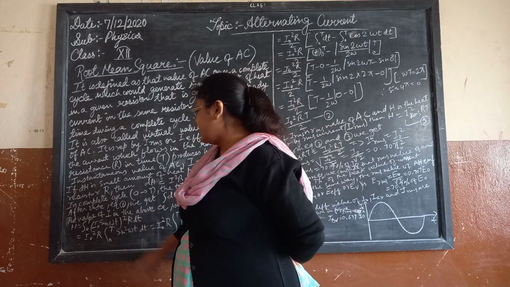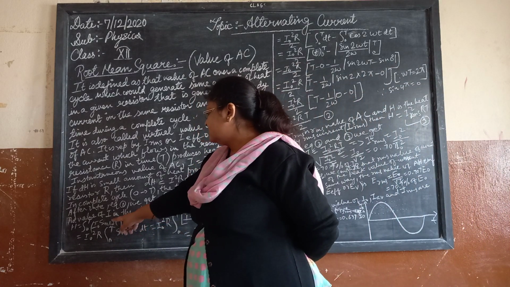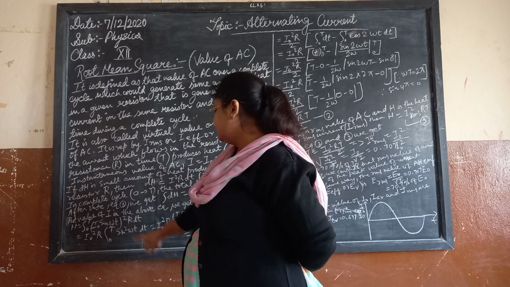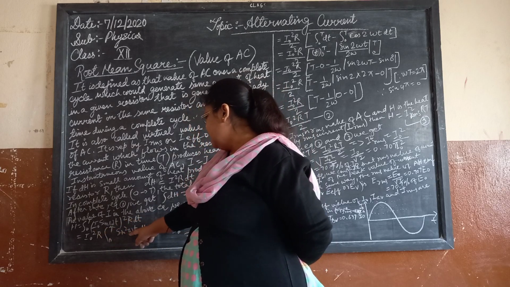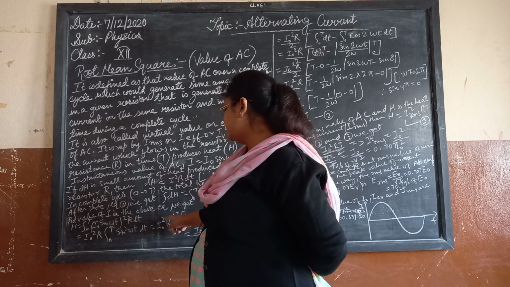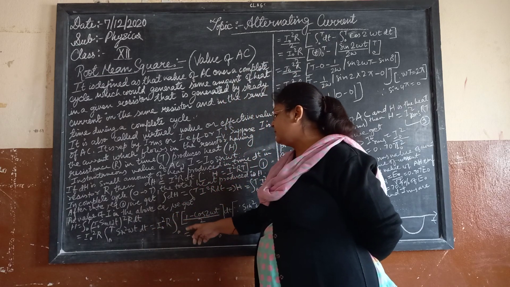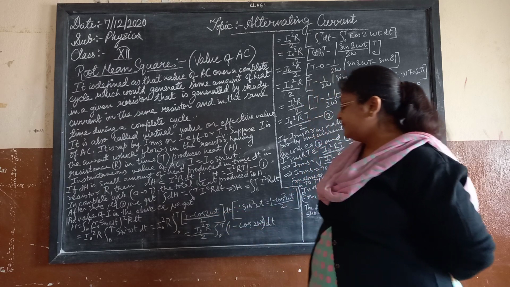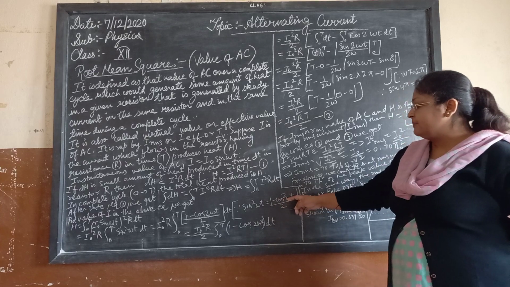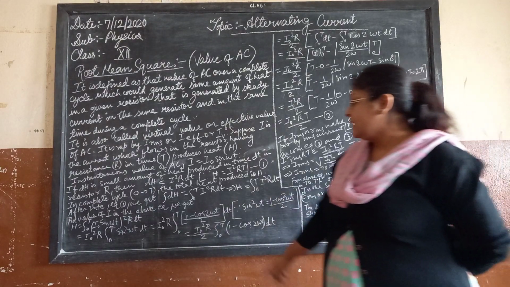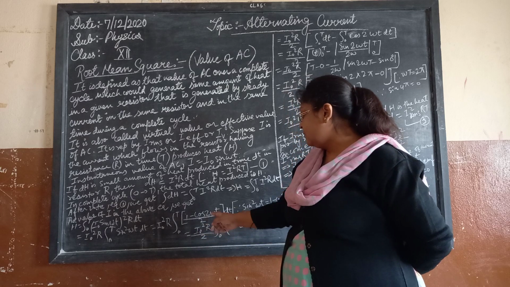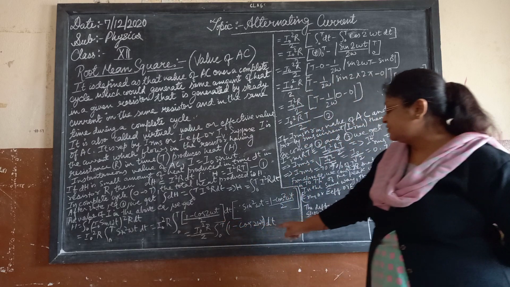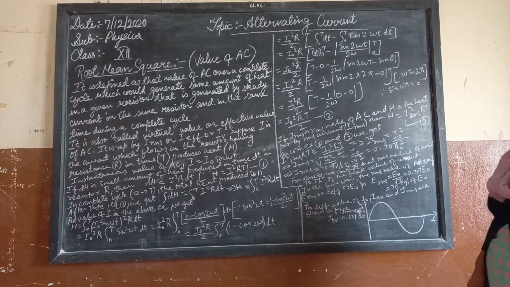So we square this particular equation: I0 sin omega t whole square. What will the value of it be? By integrating, we get I0 square R times the integral of sin square omega t dt, which is equal to I0 square R times the integral of (1 minus cos 2 omega t) by 2 dt, because sin square omega t is 1 minus cos 2 omega t by 2. Taking I0 square and the 2 out, we get I0 square R upon 2, integral from 0 to T of (1 minus cos 2 omega t) dt.